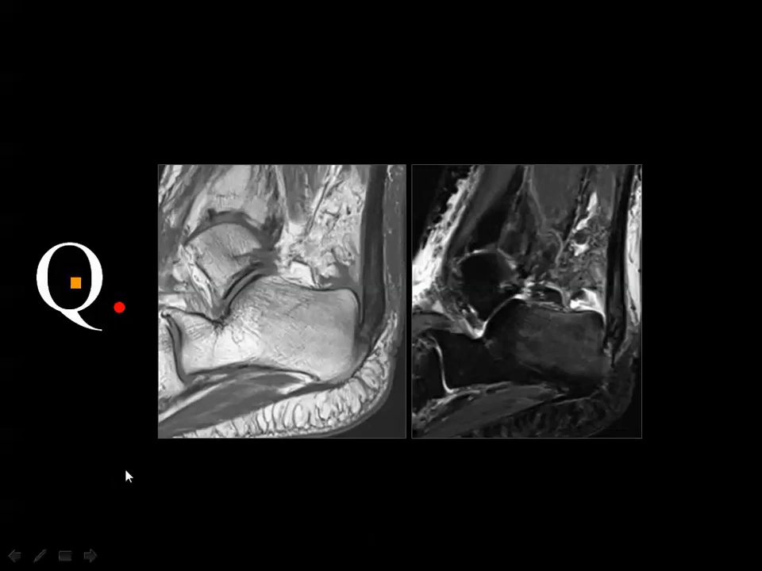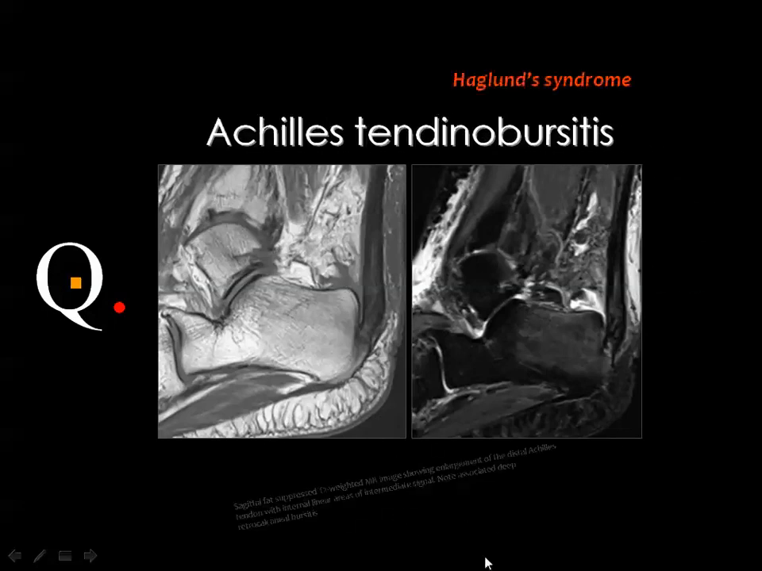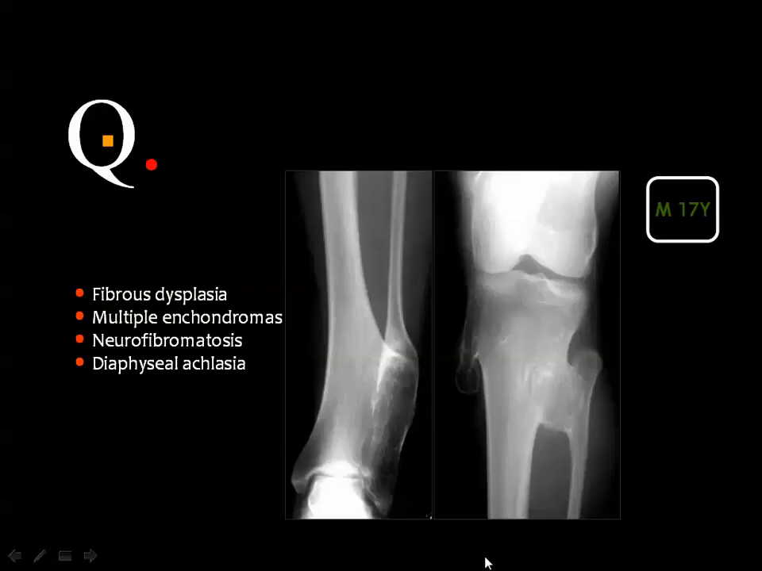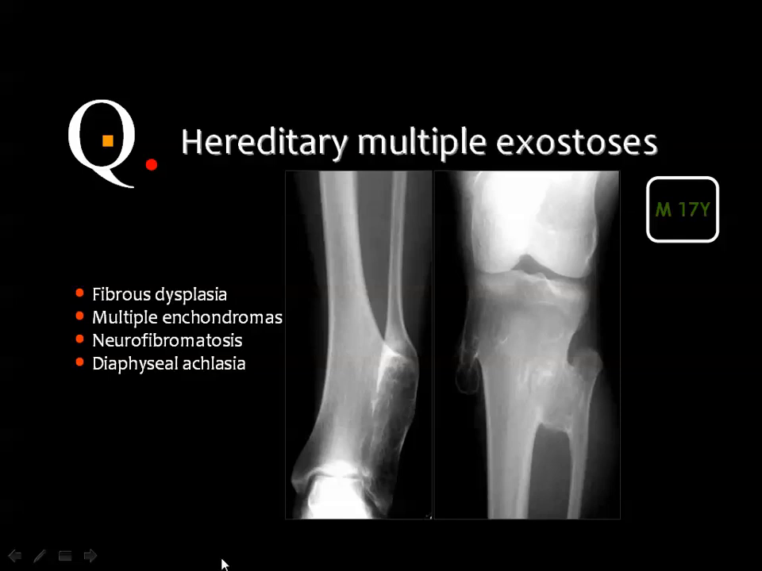Achilles tendinitis, pre-Achilles bursitis, retro-Achilles inflammation, Haglund syndrome. Diaphyseal achalasia, multiple exostosis.